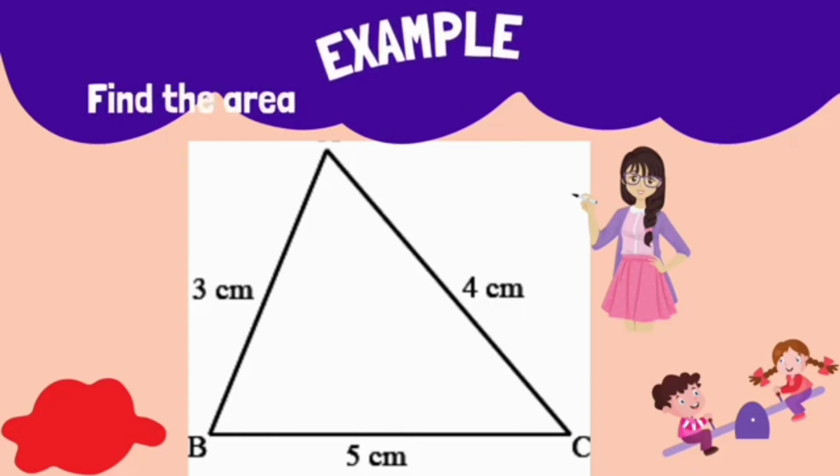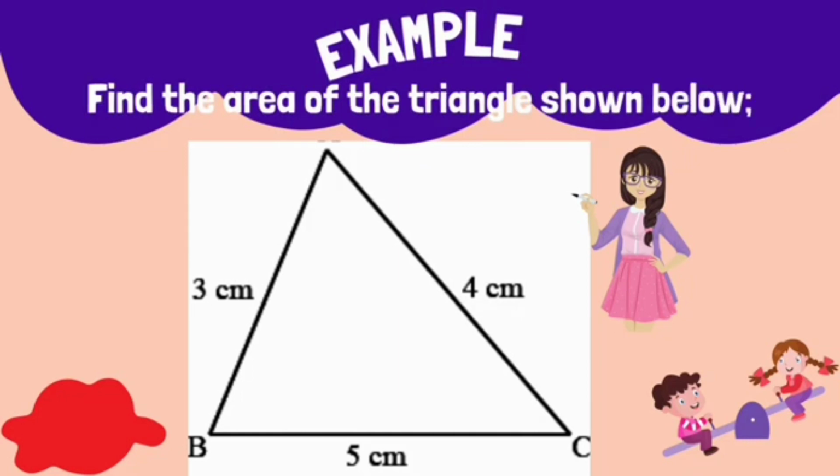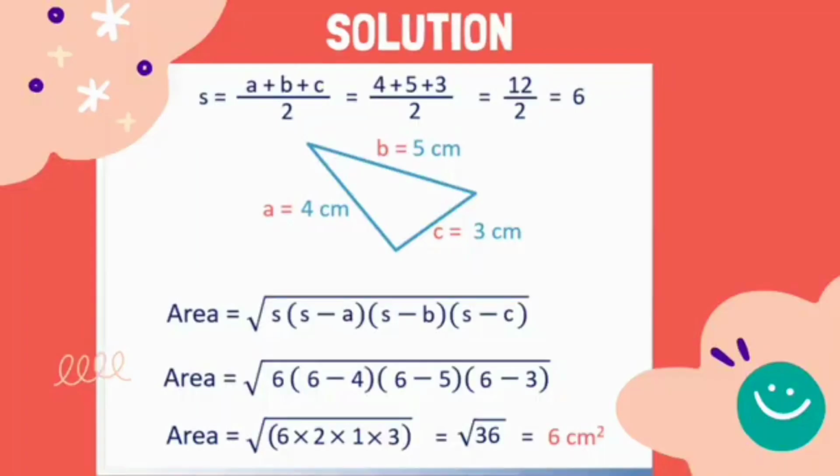Next, let's use Heron's formula to find the area of a triangle having the sides 3 cm, 4 cm, and 5 cm. From the solution, s is equal to 3 cm plus 4 cm plus 5 cm divided by 2, which is equal to 6 cm. When you substitute the values of s, a, b, and c into Heron's formula and you calculate, the area of the triangle is 6 centimeters squared. I hope this solution is clear to you.